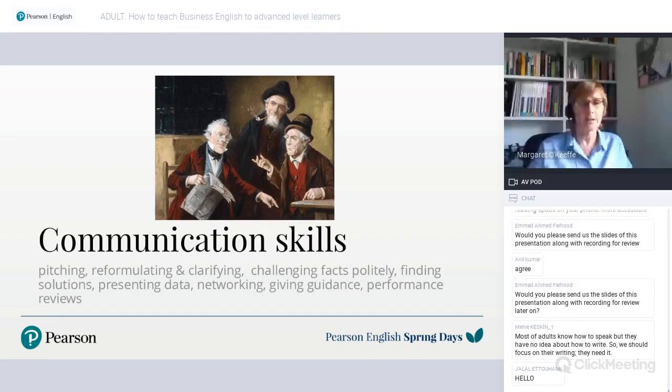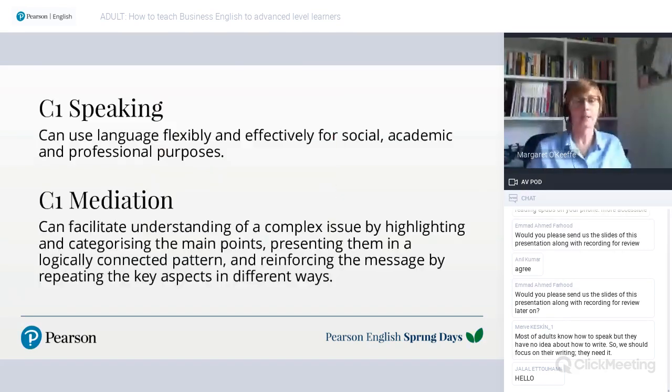And these are some of the topics that are covered in the C1 level there, you could see, and I'm going to focus on one of those lessons now. Let's see again what the C1 speaking criteria were, that you could flexibly and effectively communicate, use language for professional purposes. It is very important for our pre-work students that they get opportunities to do that in class.